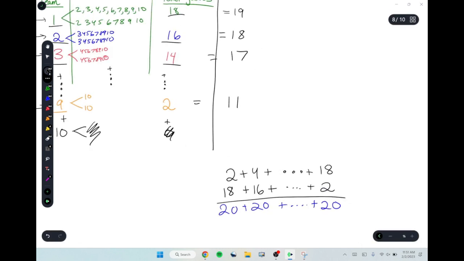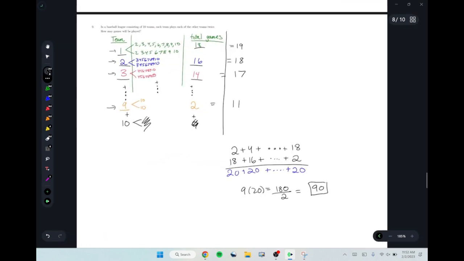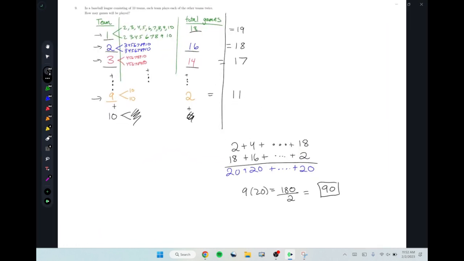Okay. 9 total sets of 20 means we do 9 times 20, which is 180, divided by 2, which is 90 games. 90 games gets everybody to play everybody else.